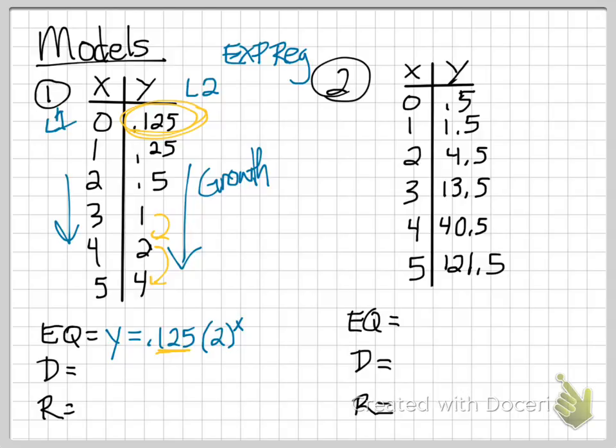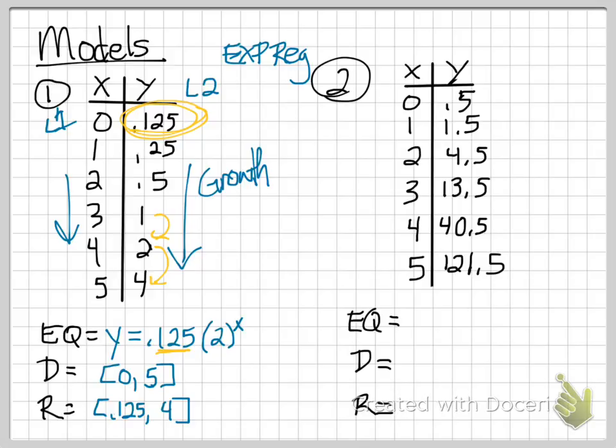Now let's look at domain. My domain is from 0 to 5. I'm including the 0 and the 5. My range is from 0.125 to 4. We're just using the numbers in the table. You cannot go to infinity because you don't know if they destroyed it or what happened.